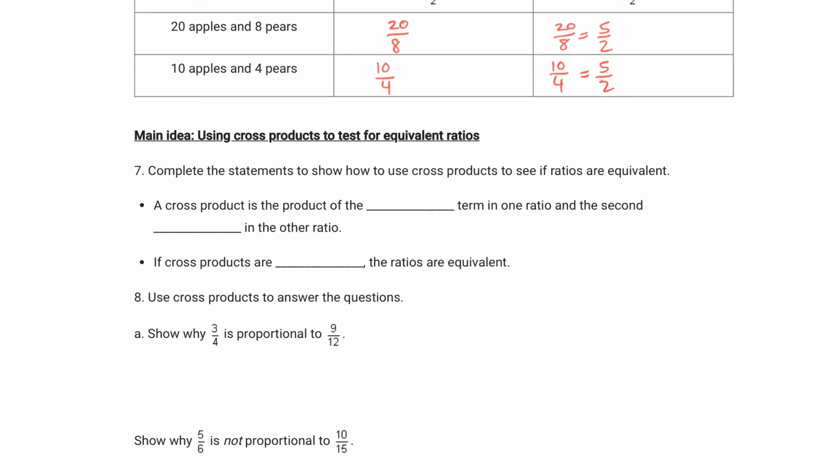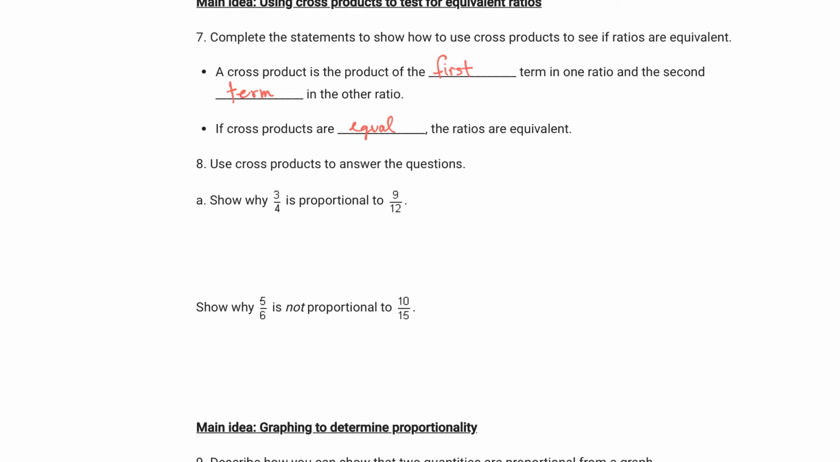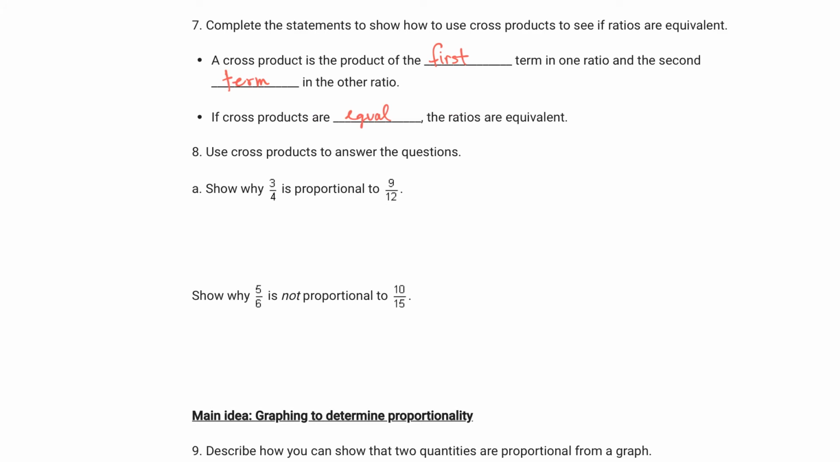Okay, number 7, complete the statements to show how to use the cross product to see if ratios are equivalent. A cross product is the ratio of the first term in one ratio and the second term in the other ratio. If the cross products are equal, the ratios are equivalent. And that's what I was mentioning before. So use the cross products, show why these are proportional.